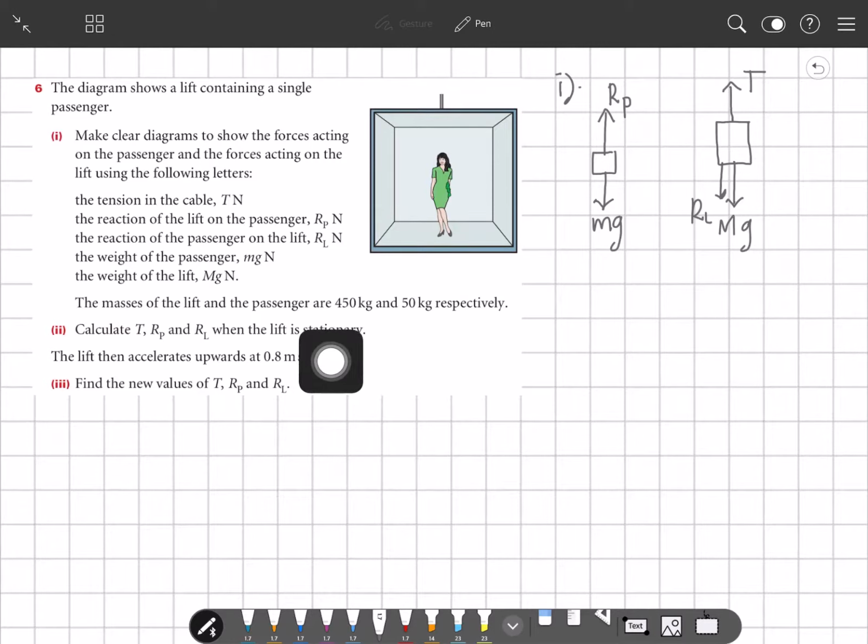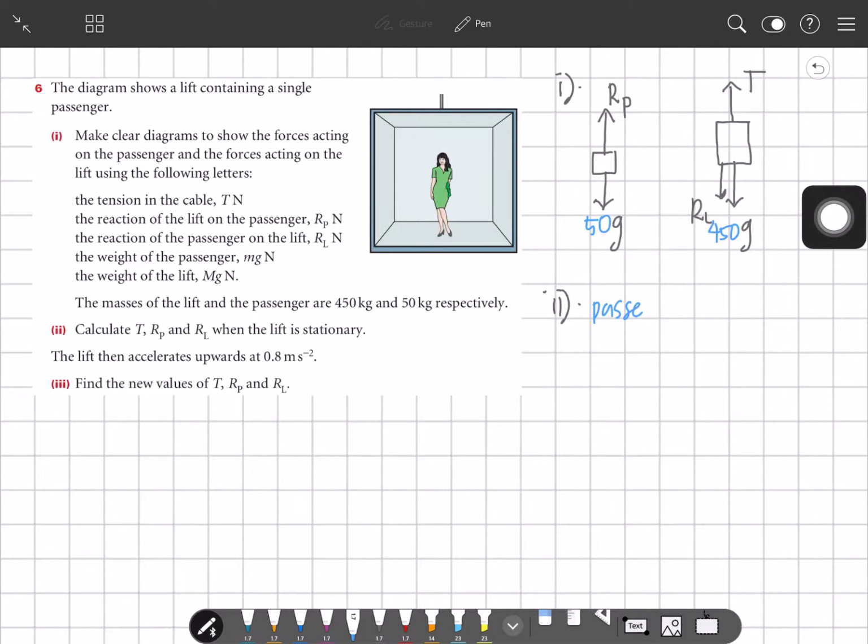So in order to solve this question, we need to refer back to the force diagram that we have drawn just now. Given in the question, the mass of the passenger is 50 kilograms. So we replace m with 50 and replace capital M with 450 kilograms. From those values, we can now resolve for the passenger.